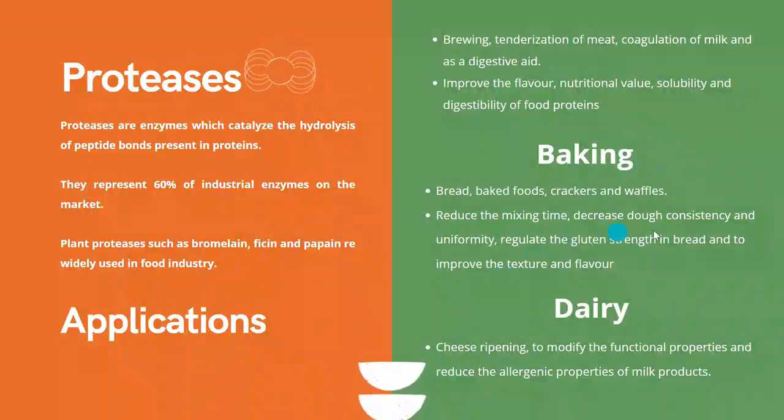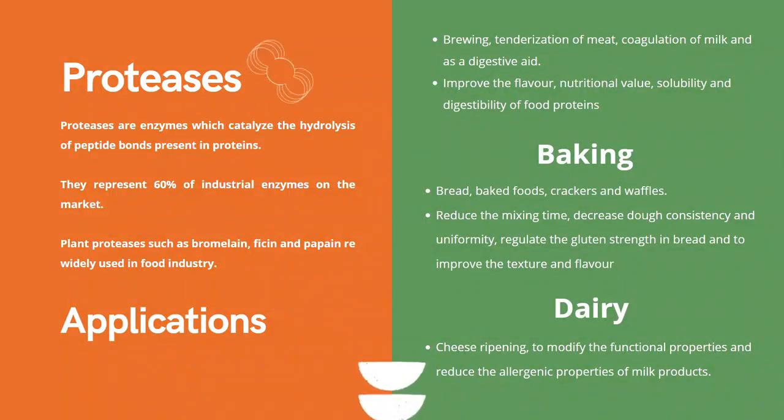If you see here, it decreases the dough consistency and uniformity, and it further regulates the gluten. It strengthens the gluten which is present in the bread, so that it can be baked properly, and it gives the proper texture and flavor. Whenever you go to the supermarket now, there are a variety of breads available in the market. The major reason they are used is the wide application that they have, right?